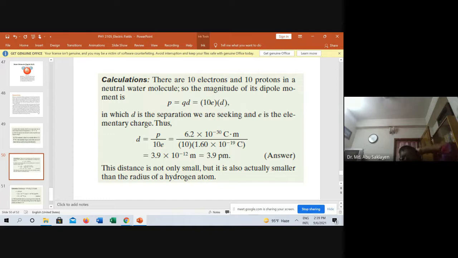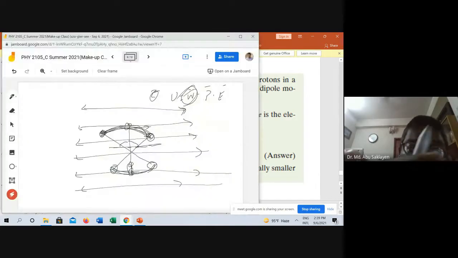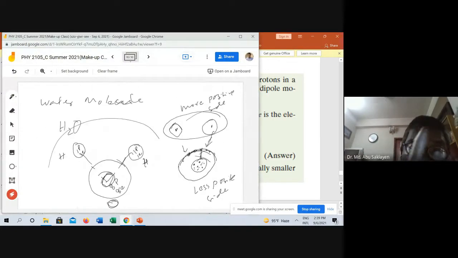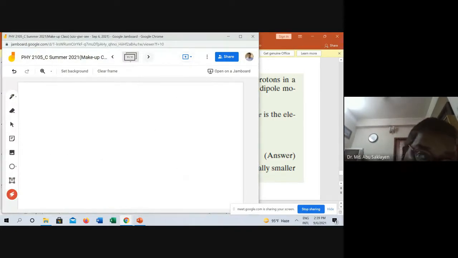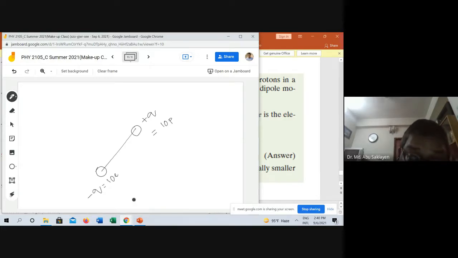Total proton number is 10 and total electron number is 10 also. So the dipole consists of... this is the dipole of a water molecule. Suppose this is plus Q, equal to 10 protons, and this is negative, so minus Q, equal to 10 electrons. All are the same charge, right?